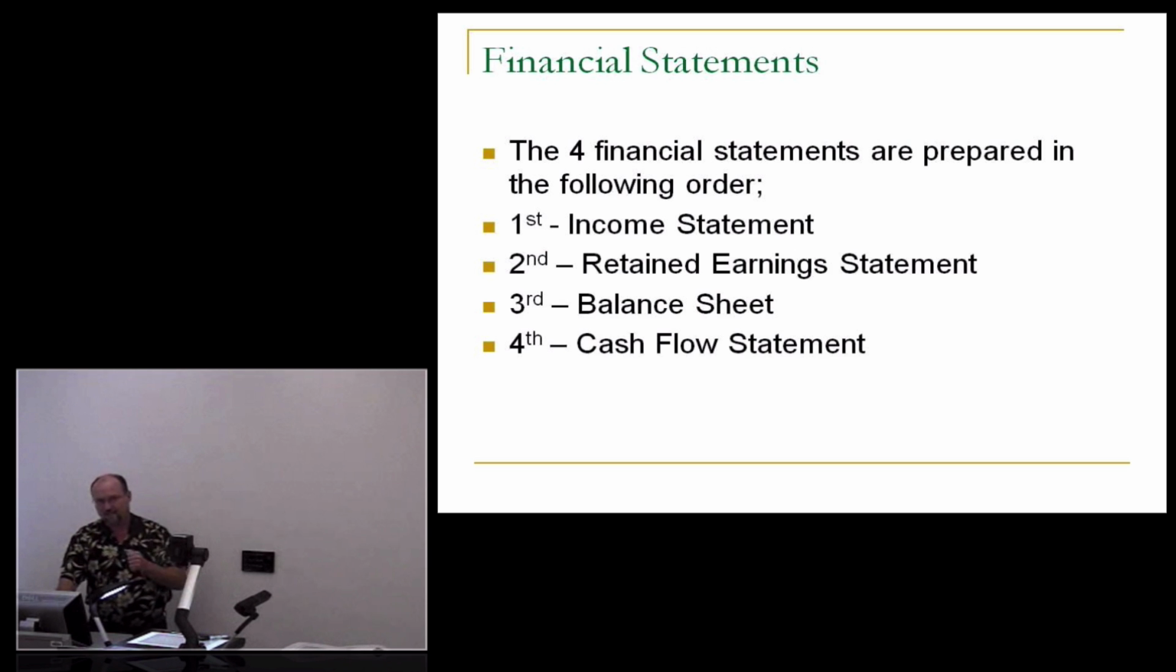Okay, we need information from the retained earnings statement in order to prepare the balance sheet. And we need both the income statement and balance sheet in order to prepare the cash flow statement. So please make note of the 4 financial statements and the order in which they have to be prepared. This is the order: income statement first, retained earnings, balance sheet, and then cash flows.